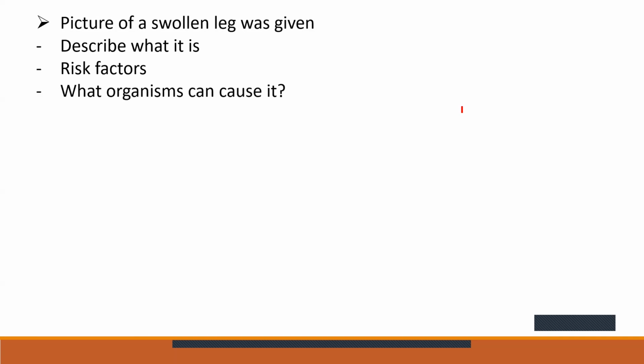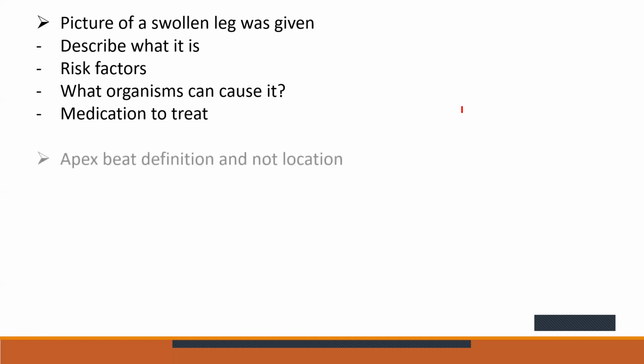Then what organism can cause it? So anytime I hear organism, one thing that comes to my mind is possibly they were thinking about cellulitis. And one thing about GMDC is that when you mention something, they will ask for a follow-up. So I'm sure based on the person's differential, when the person mentions cellulitis, the next question is what organism can cause it. So very important. Then the medication to treat it. Again, it depends on what you mentioned and how to go about its treatment. So please take note of that.